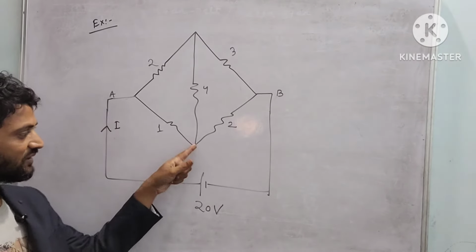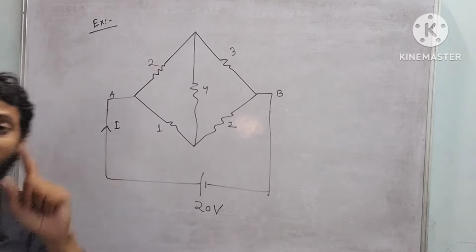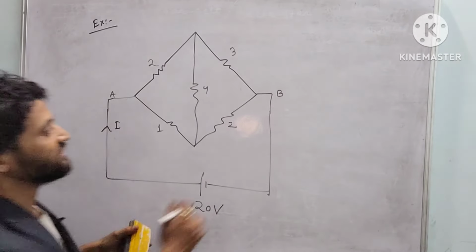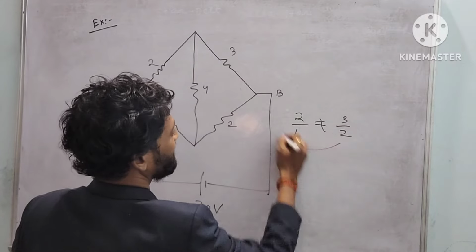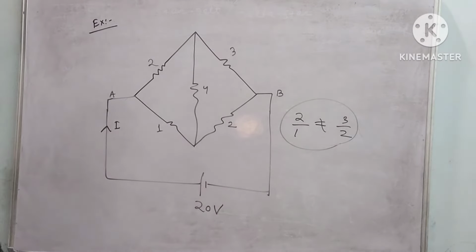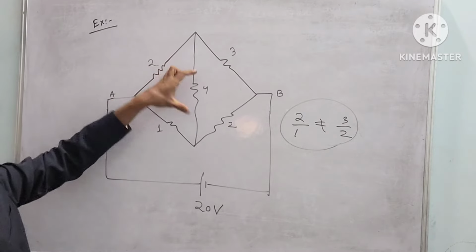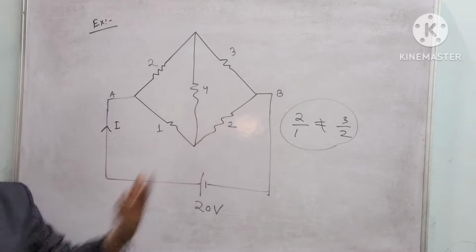So this circuit, you might have studied in class 12. This kind of circuit is called an unbalanced bridge circuit, because 2 by 1 is not equal to 3 by 2. This is not a balanced circuit. If it were balanced, you would have removed that 4 ohm resistor. You can easily calculate: 2 and 3 both are in series, 1 and 2 both are in series.